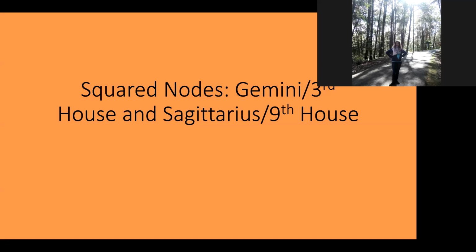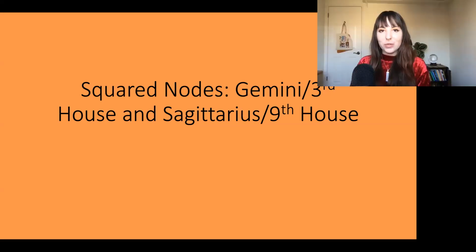Okay. Well, welcome to this talk on the nodes when they are squared, so the nodes can be in Gemini and Sagittarius for this talk, or the third house and the ninth house.